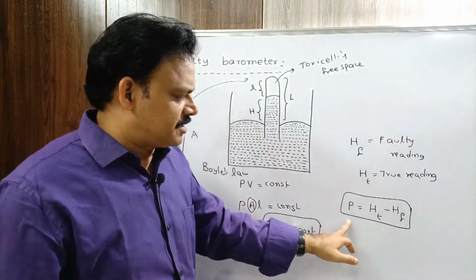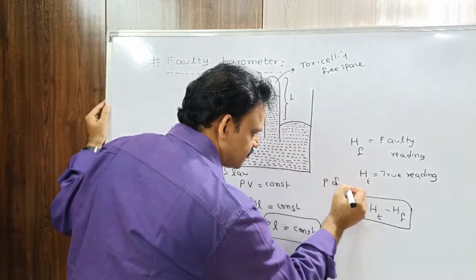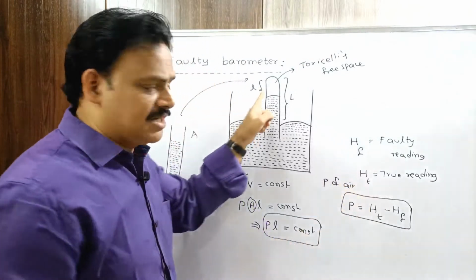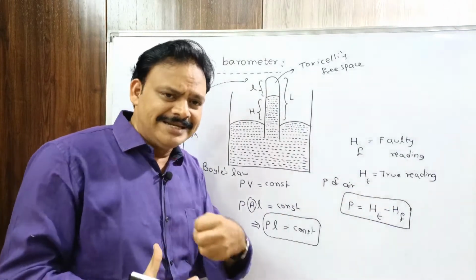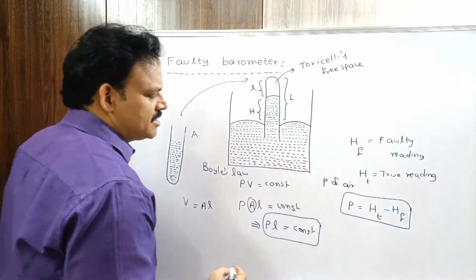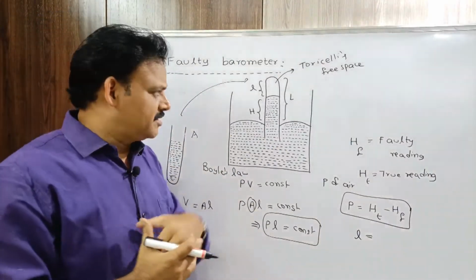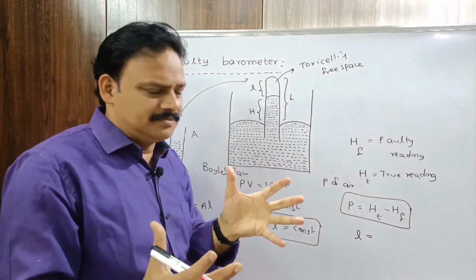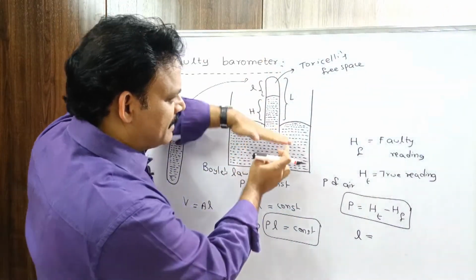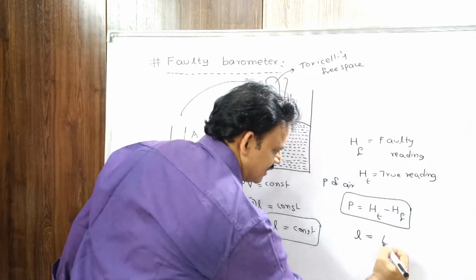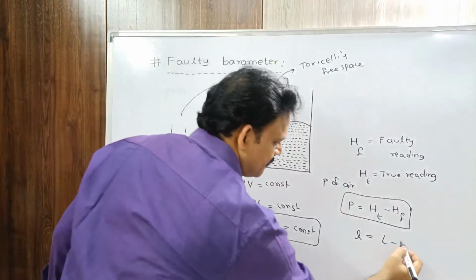Got it? So, pressure of the air trapped. P stands for the pressure of the air trapped inside the glass tube. The expression is HT minus HF, because we are expressing pressure in terms of height of mercury. And what is the length of the air? Capital L is the total length of the glass tube above the level of the mercury. Capital L minus HF, the faulty reading.